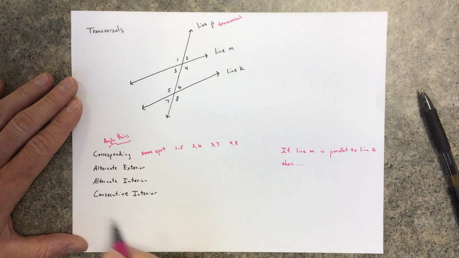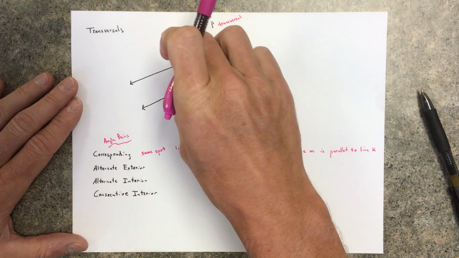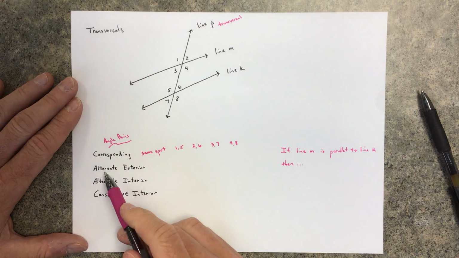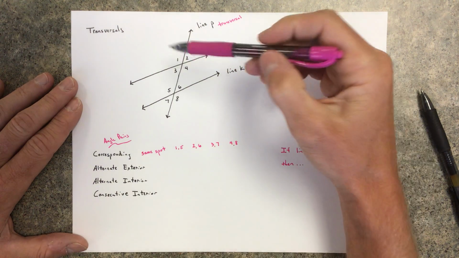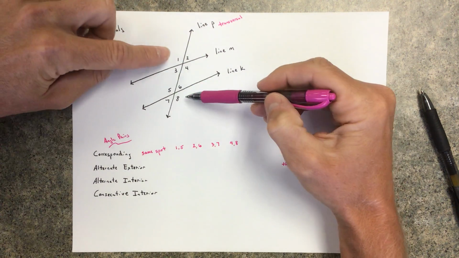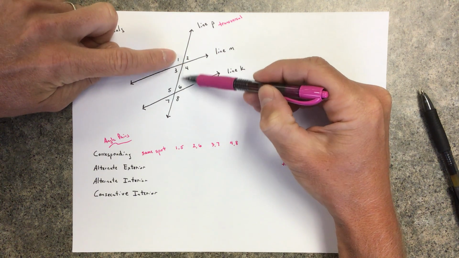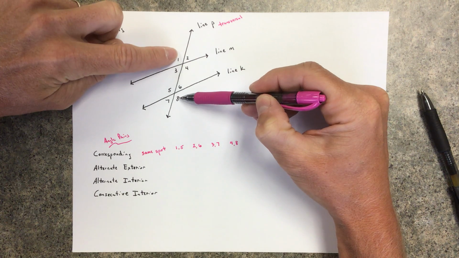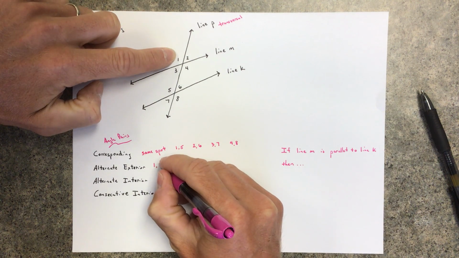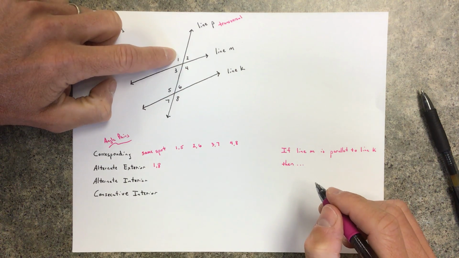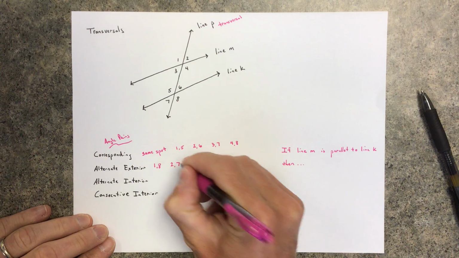Alternate exterior. Exterior means outside of the 2 lines, and alternate means to be on the opposite sides of the transversal. So 1 and 8, these 2 angles are on the opposite sides of the transversal, and they're exterior to the 2 lines. So 1 and 8 are alternate exteriors, and 2 and 7 are alternate exteriors.